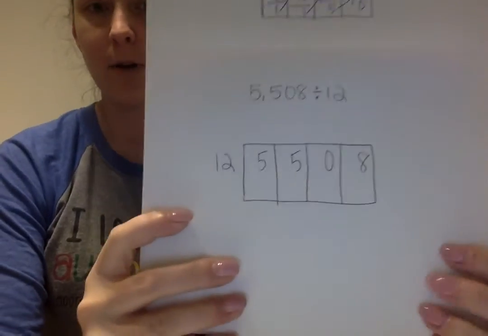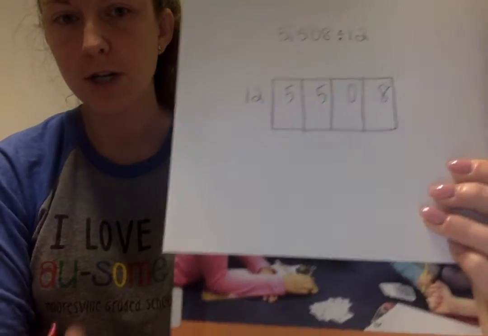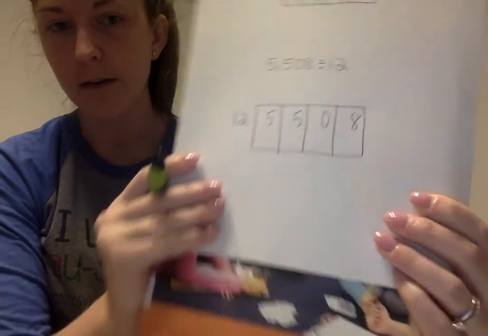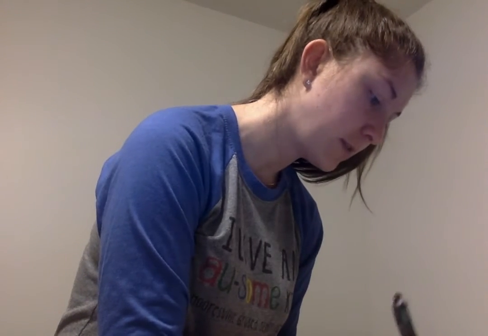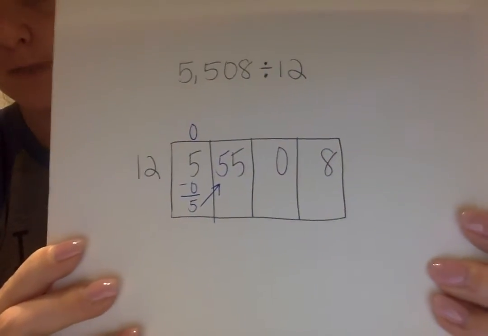So now I'm ready to divide. And the first question I have to ask myself is how many times can 12 go into 5? Well, if I have a group of 5 things, 5 stars, 5 bubbles, whatever, can I make a group of 12? No, I can't. So that one's going to be 0 there. I'm going to go down and subtract and get 5 left over. So that 5 is going to need to come up and over.